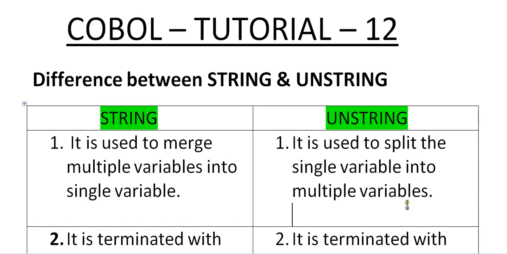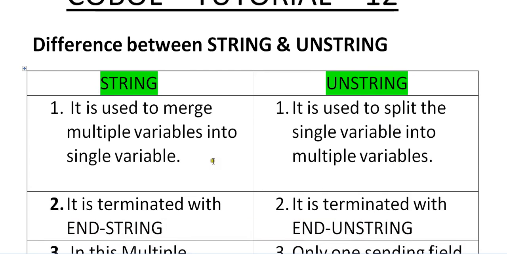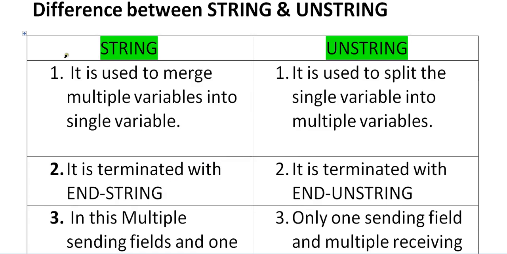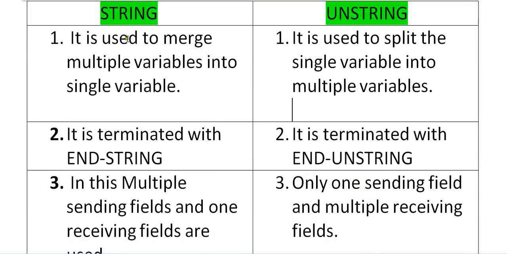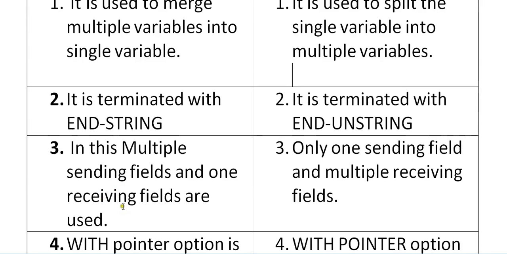In the same way for unstring, you have a variable called timestamp. In timestamp you will have date, time and everything. If you want to split these into multiple variables, then you can use unstring. String is terminated with END-STRING and unstring is terminated with END-UNSTRING. In string, multiple sending fields and one receiving field are used, whereas in unstring only one sending field and multiple receiving fields are used.